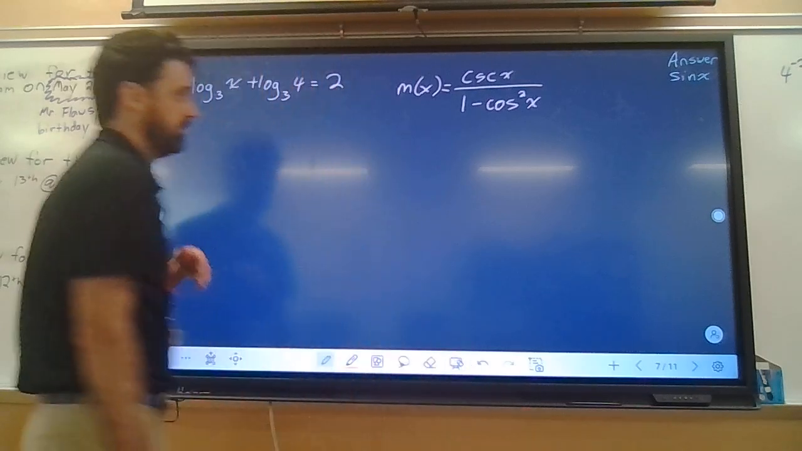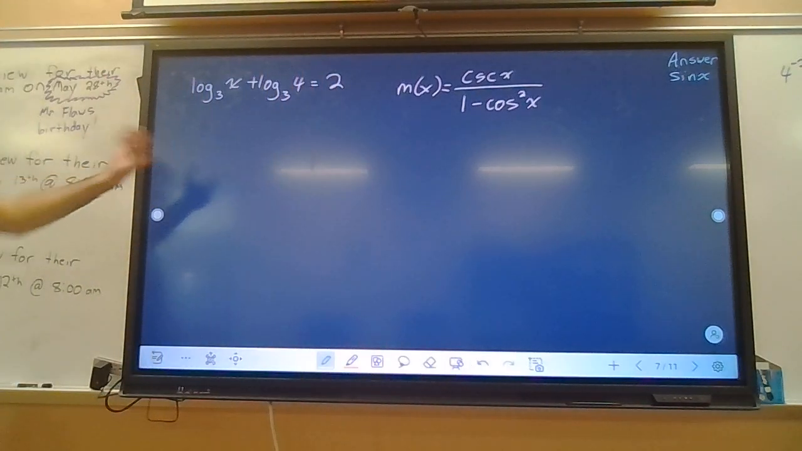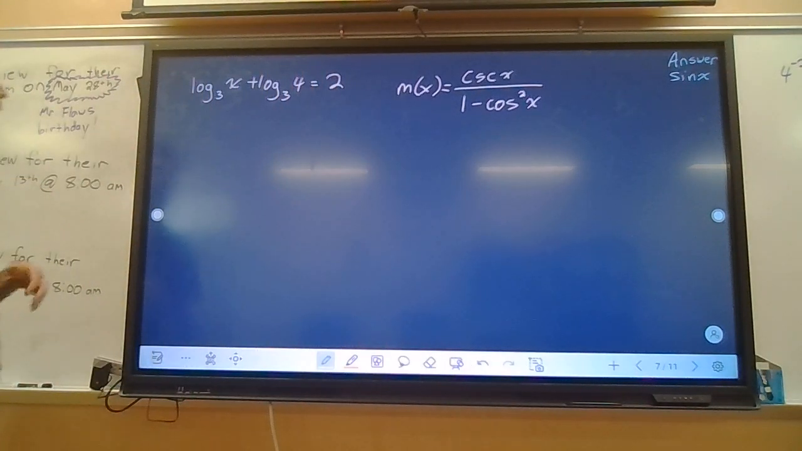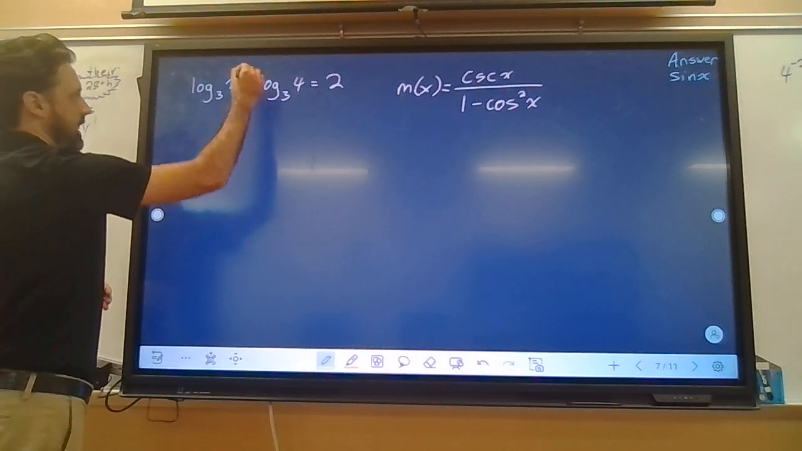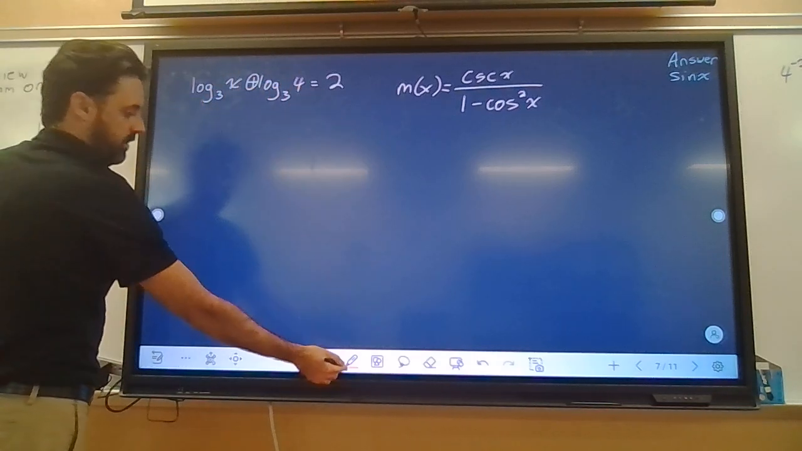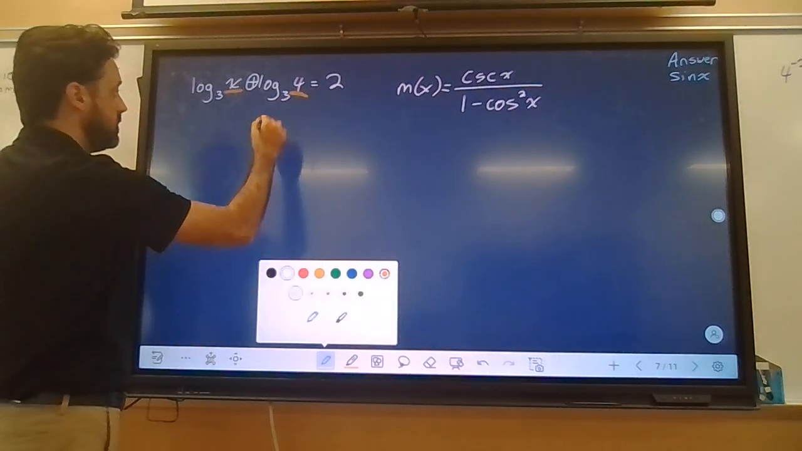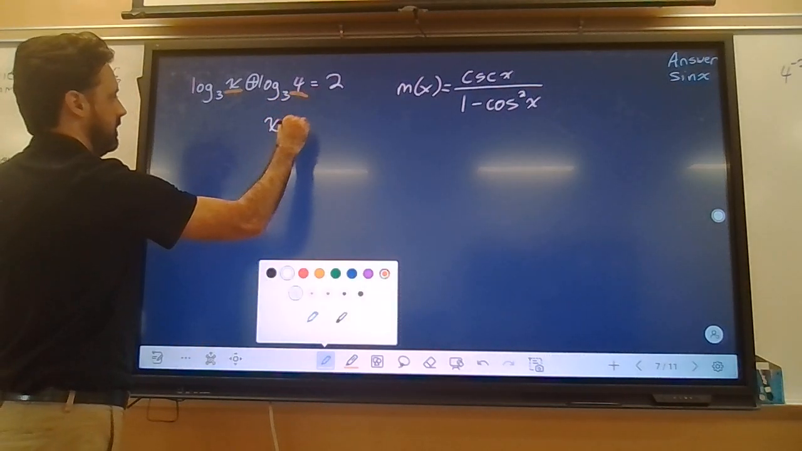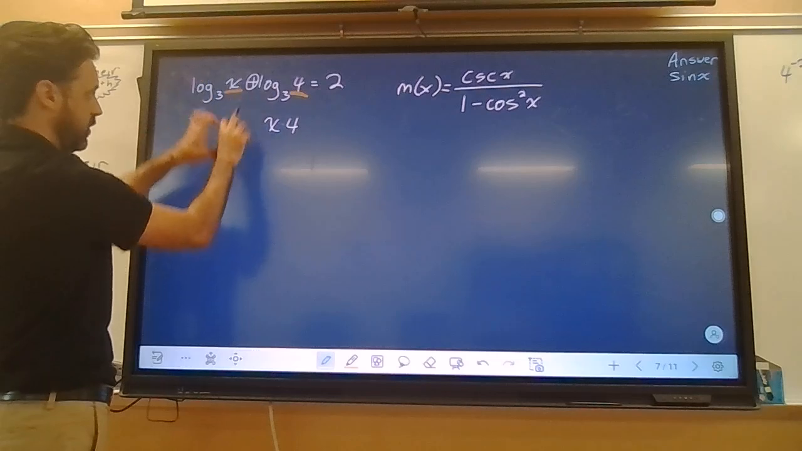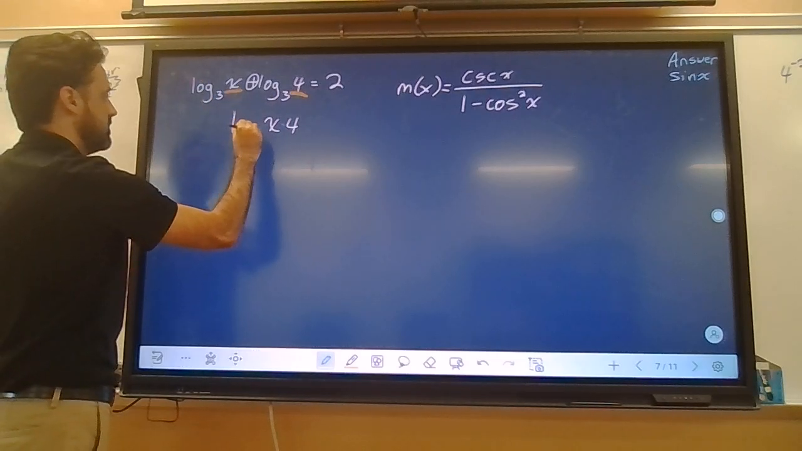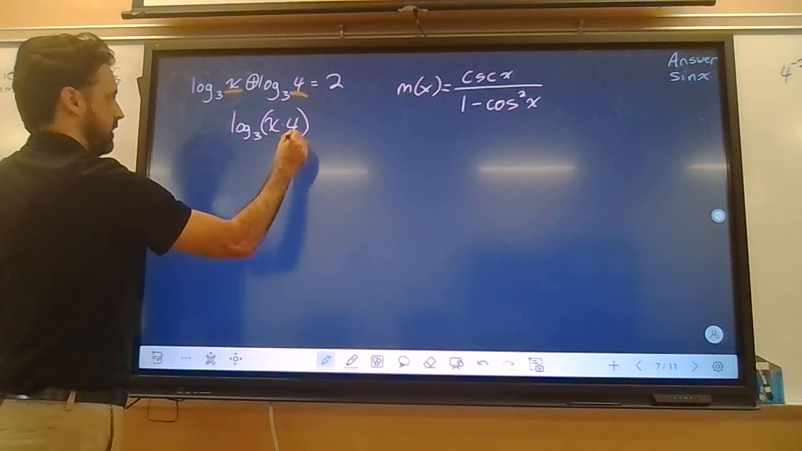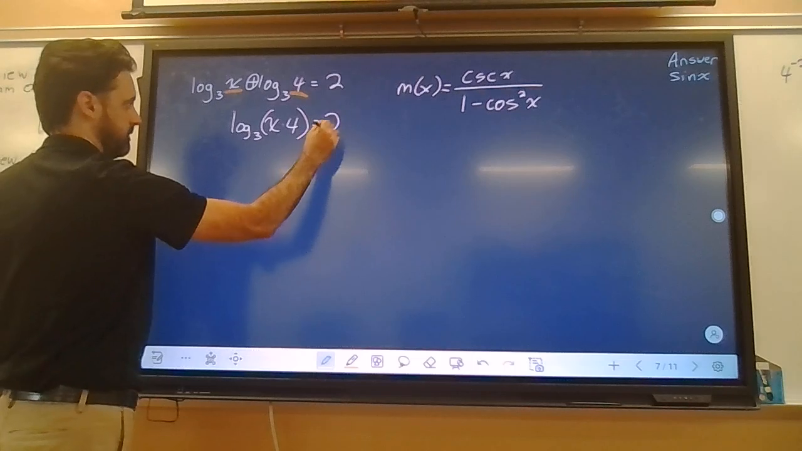All right, so let's go over these two, and then I'll post the next slide after that. So we're adding logs. Anytime we're adding logs, we know we got to multiply whatever's inside of our log. So x and 4 are going to get multiplied. But when you do that, don't just write x times 4. We're going to go from 2 logs down to 1 log. So it's log base 3 of this right here, and then equals 2.